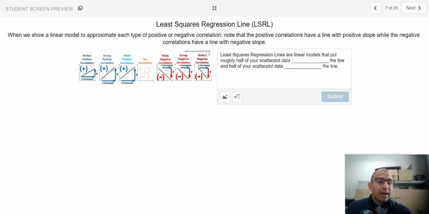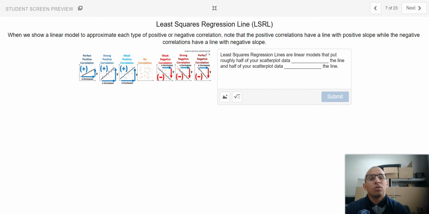Now, once we do have a scatter plot and we start to discuss the correlation, we can then fit a least squares regression line. It is a linear model that approximates each type of positive or negative correlation. Note, and once again, you should probably zoom in here on your own screen. I'm unable to do that. But note that positive correlations have a line with positive slope and negative correlations have a line with negative slope.